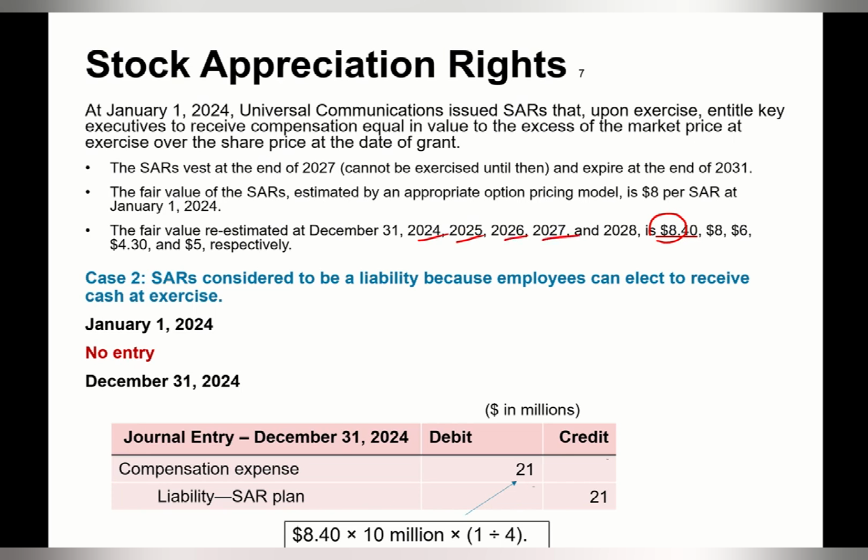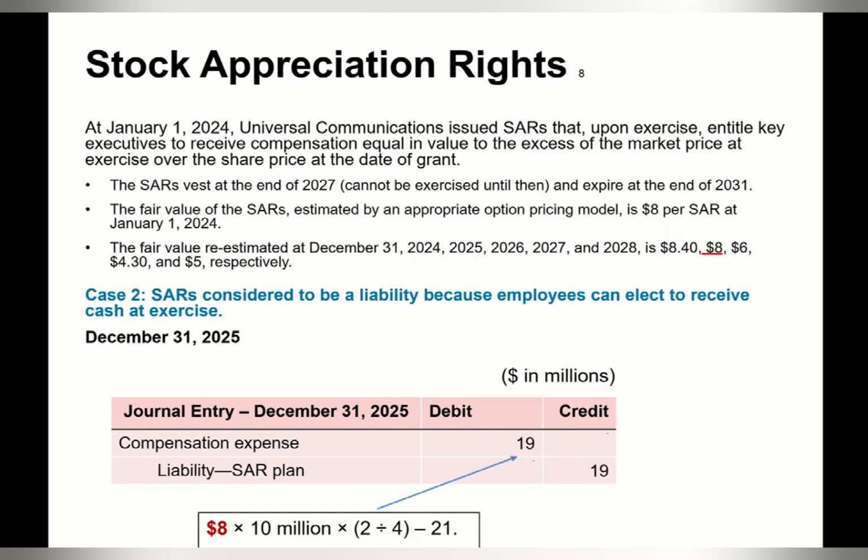Now only 1 year has passed, so it is 1 out of 4. So for that year, debit compensation expense 21 million and the credit liability, SARs plan, 21 million. Second year, December 31st, 25, compensation expense will be 8. 8 is the fair value on December 31st, 25.